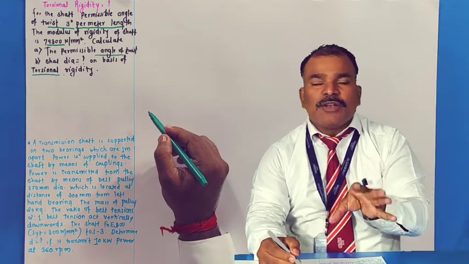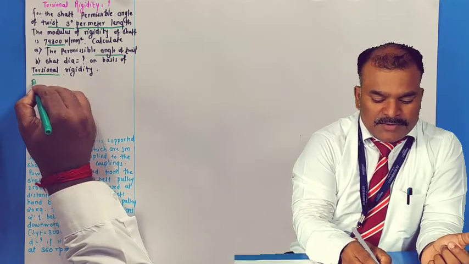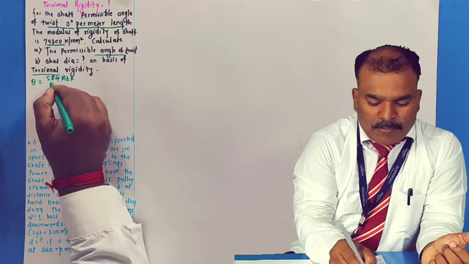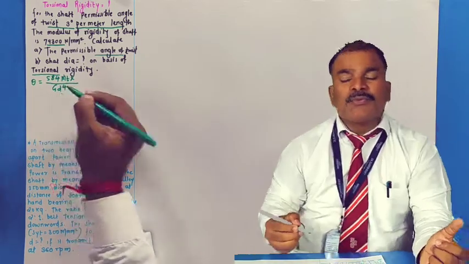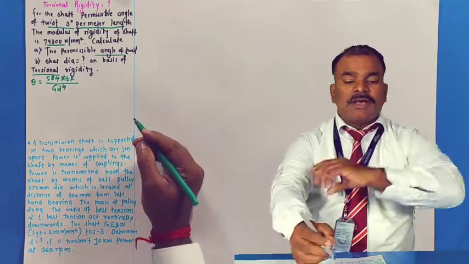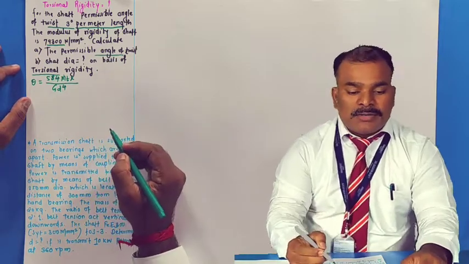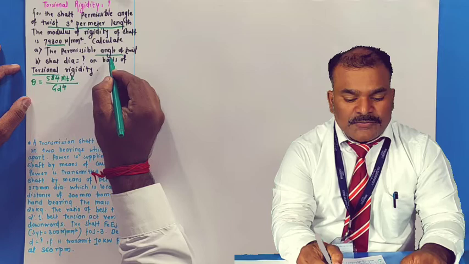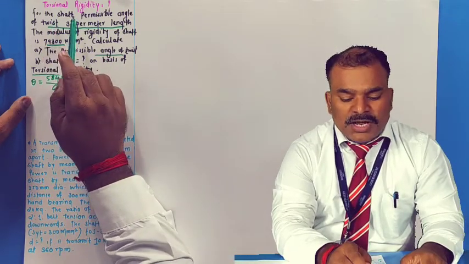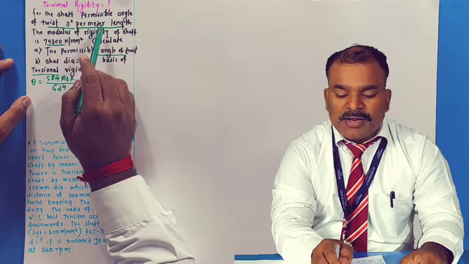We must know the formulation for torsional rigidity, which we have proven. That is, theta is equal to 584 MT L by G D raised to 4. This is the torsional rigidity formulation which we'll have to use. Now they are asking to first calculate the angle of twist theta. But before calculating it, we have to consider the statement they have given; read it carefully. For the shaft, the permissible angle of twist is 3 degree per meter length.